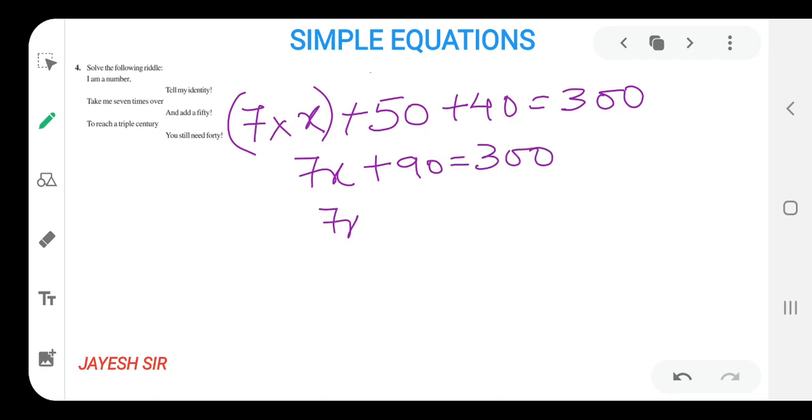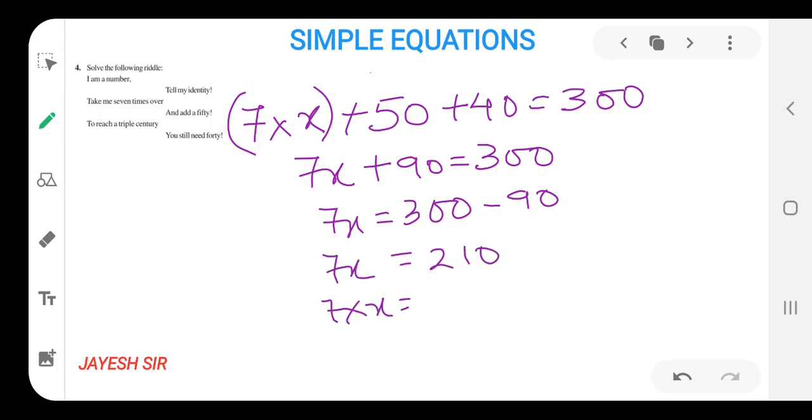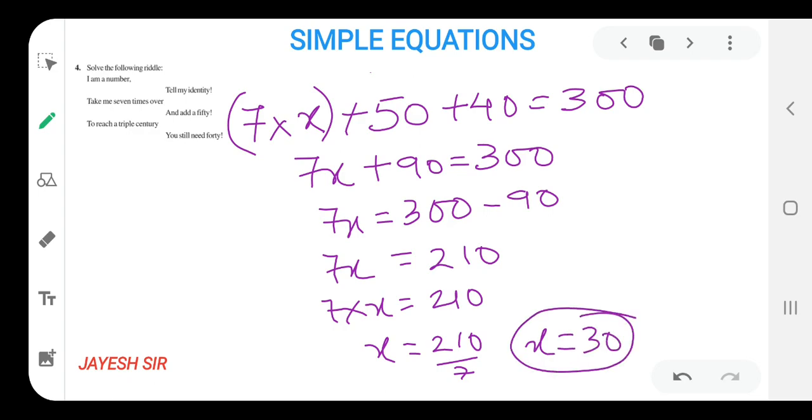Now plus 90, after going this side, will become minus 90, 300 as it is. Then you have to write minus 90. Then it will result in 210 equals 7x. 7 and x are in multiplication over here. After going this side will come in division. 210 divided by 7. So the value of x we are obtaining over here is 30. I hope you all might be getting it, friends.